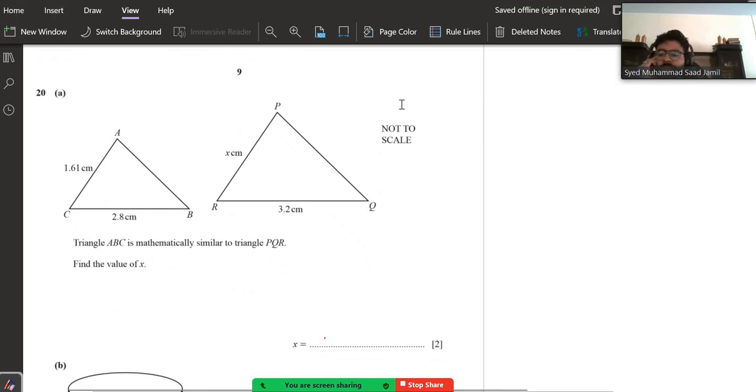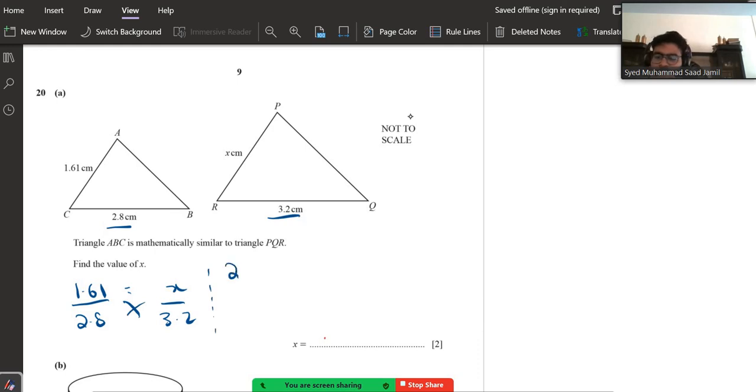It says triangle ABC is mathematically similar to triangle PQR. Find the value of x. Okay. So whenever you have similar triangles, you equate the ratios. So 1.61 over x is equal to 2.8 over 3.2. What you basically do now is cross multiply.